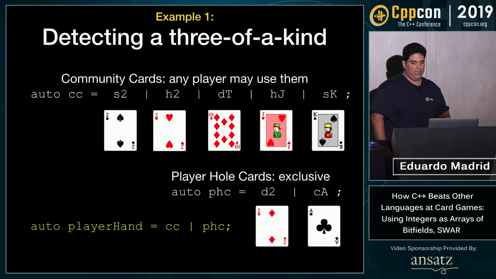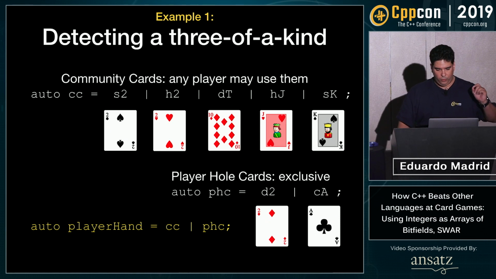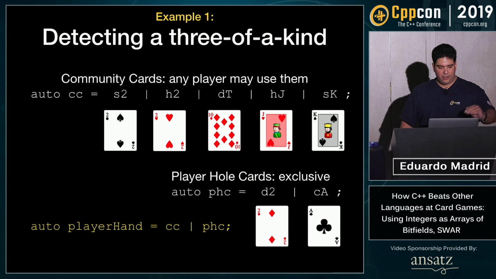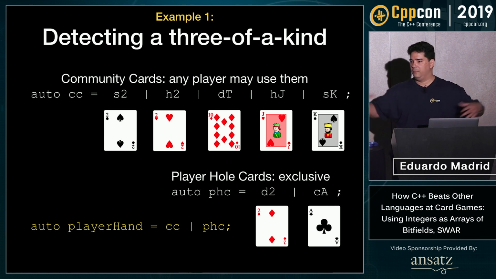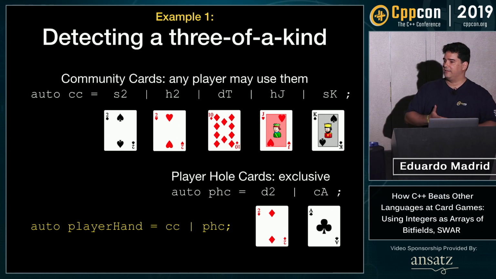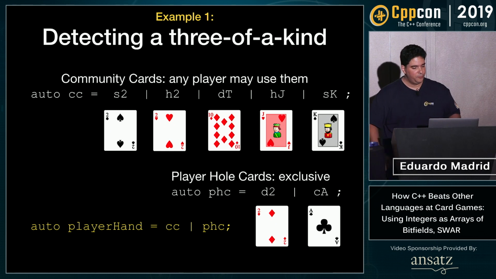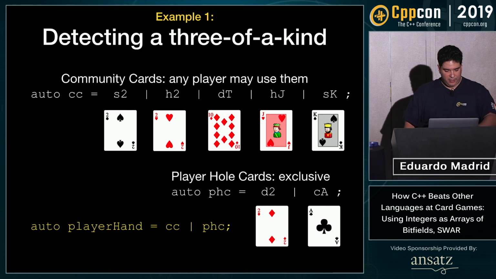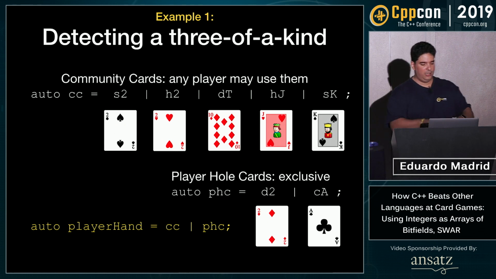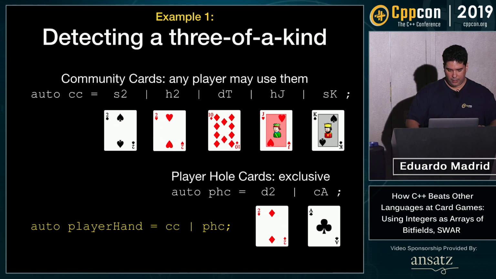Okay, this is the one slide that I need for people who don't know Texas Hold'em poker. There are community cards that the players can virtually use to make the best hand, and the exclusive cards. Those exclusive cards are the pocket or the hole cards. And then what is a player hand? It is the combination of the community and the player hole cards. That's why I put it in yellow at the bottom.